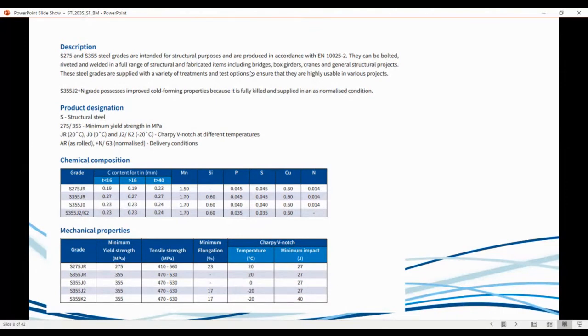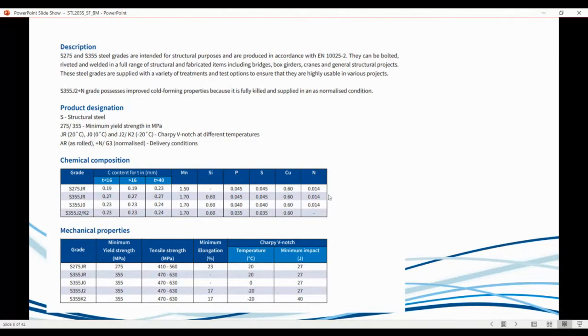So just to go through it, and I won't talk about how they actually make the steel. What it basically says is that they can be bolted, riveted, and welded in a full range of structural and fabricated items, including bridges, box girders, cranes, and general structural projects. These steel grades are supplied with a variety of treatments and test options to ensure they are highly usable in various projects. What's important is that you get different grades of these steels. So to quickly explain to you.